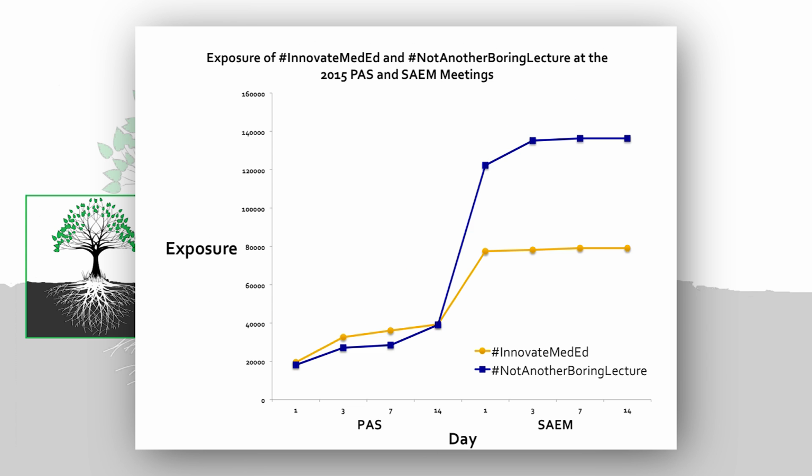This slide represents the exposure of our two hashtags at the two meetings. So again, we have time listed on the x-axis and exposure listed on the y-axis. For Not Another Boring Lecture, by the end of the two workshops, we were able to have 136,400 units of exposure, and for Innovate MedEd, we had 79,100 units of exposure.